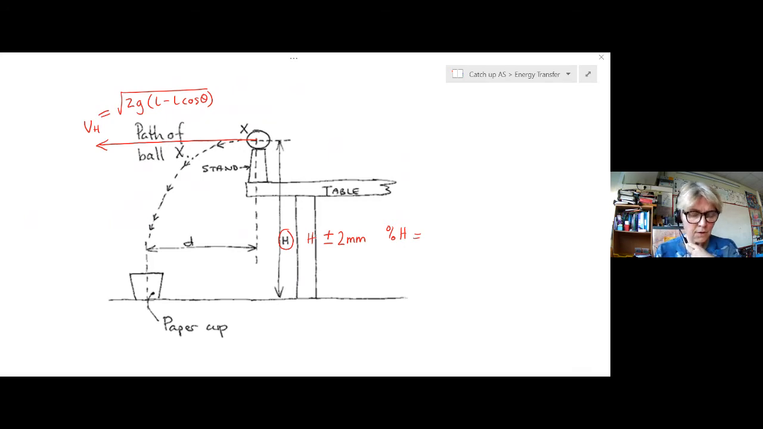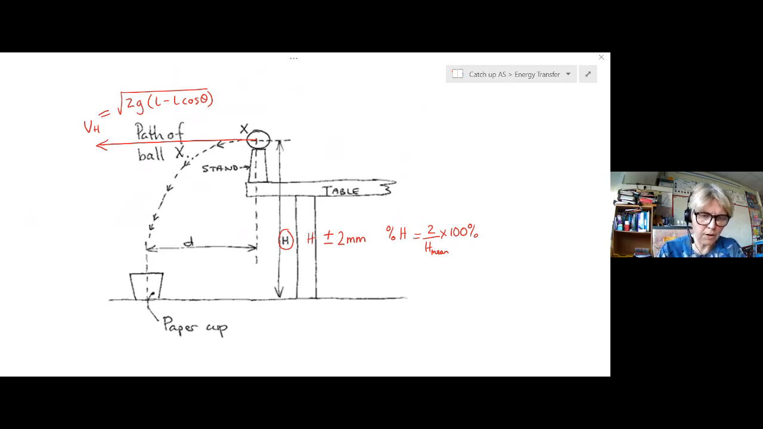So the percentage uncertainty in the height is given by 2 over the mean height, not the smallest, not the biggest, but if you had to repeat it several times, you'd take the mean height and then times it by 100%. Okay, all right, so now we've got to look at it in terms of those equations of motion.